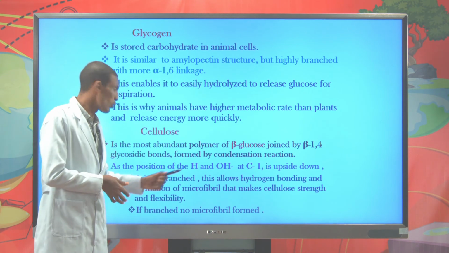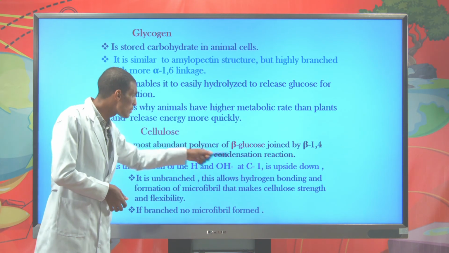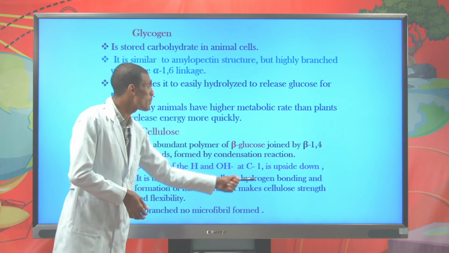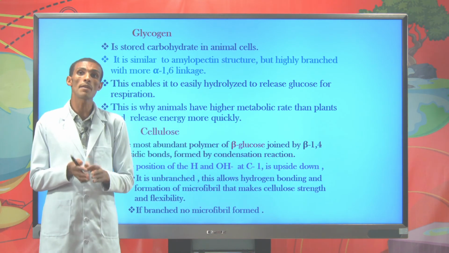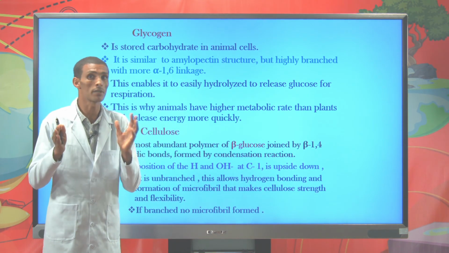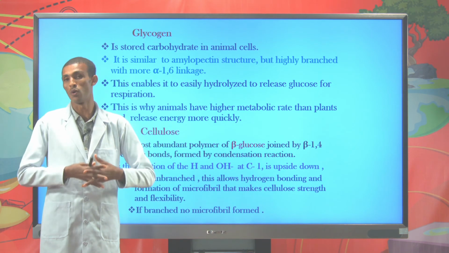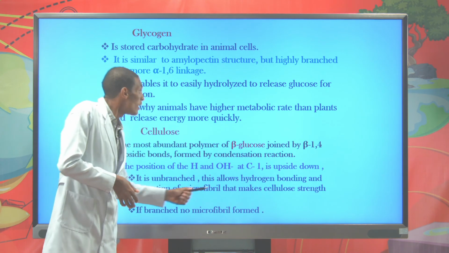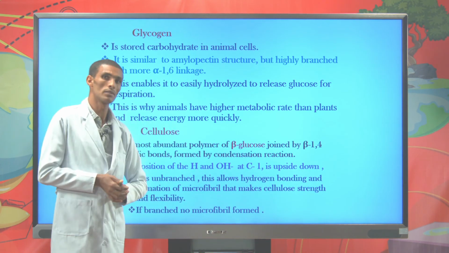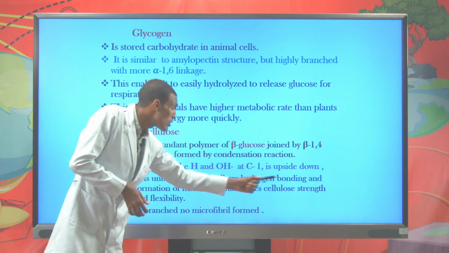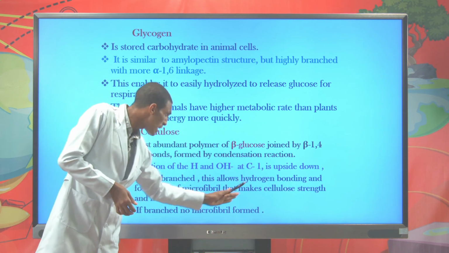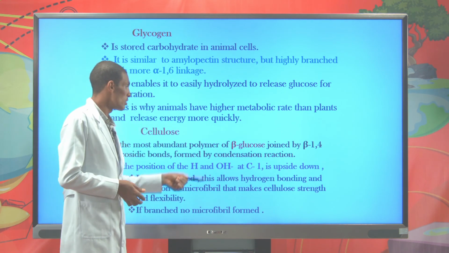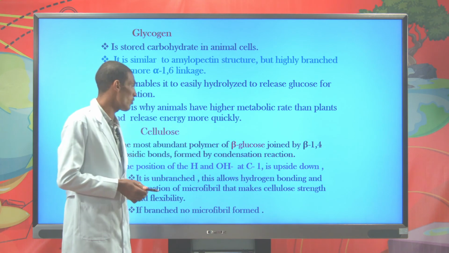This is very important. The unbranched nature and the upside-down reversal of the OH and hydrogen at carbon number 1 allow hydrogen bonding. That is very important for the formation of microfibrils in the plant cell wall. If it were branched, microfibrils may not be formed, so plants would not be strong and the plant cell wall may not be made. The beta nature is very important for microfibril formation.